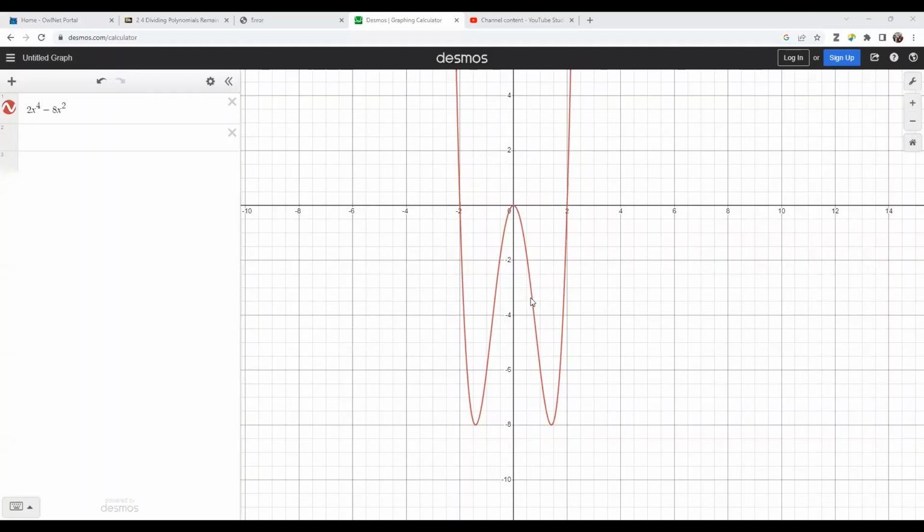All right, here's our function. Again, you can see we touch at 0, we touch at negative 2, and we touch at 2. We cross at negative 2 and 2. We touch and turn at (0, 0). And we have symmetry about the y-axis because it's an even function.